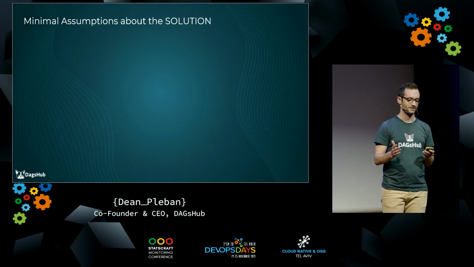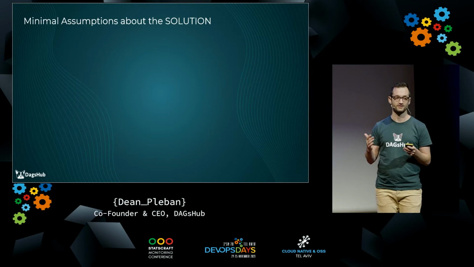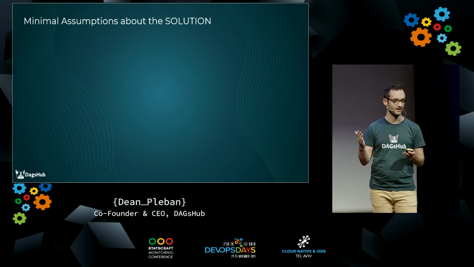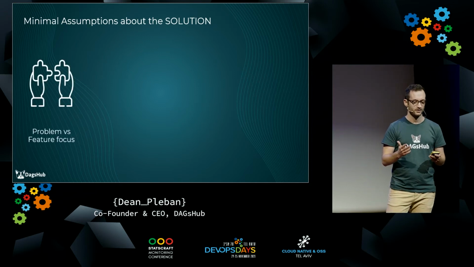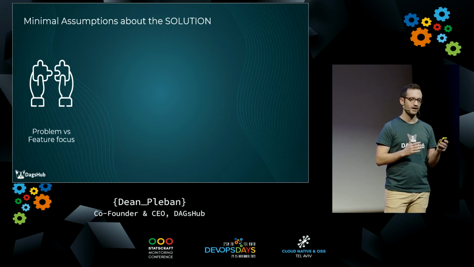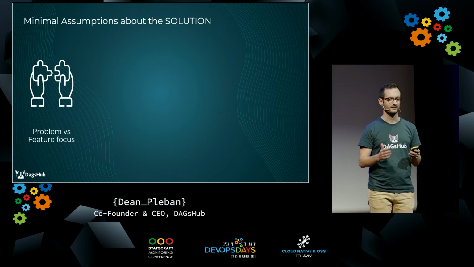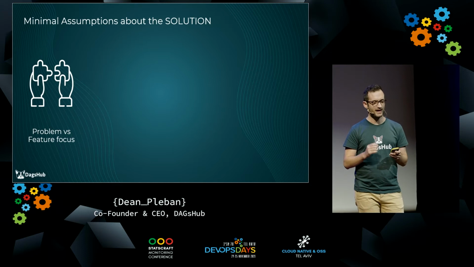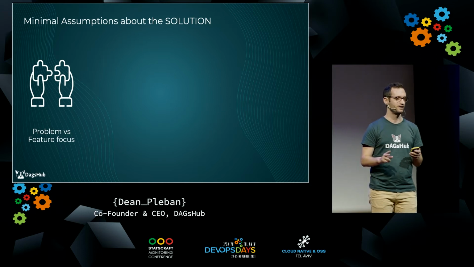So now that we talked about the assumptions that we're making about the problem, let's talk about the assumptions we're making about the solutions that we're going to choose. So the first thing is being problem versus feature focused. And what I mean by being feature focused is you describe your needs from the perspective of existing solutions. And that might limit you in 2 main ways.